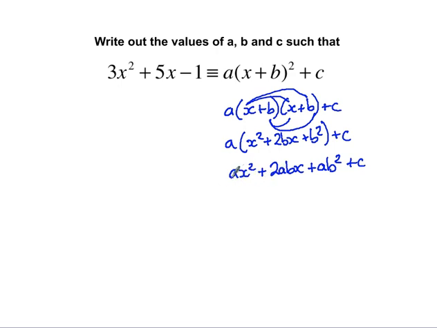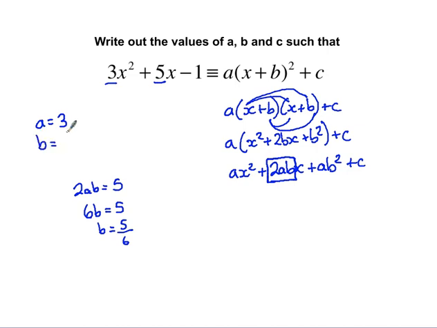And now we can begin to equate this. So we've got the a value here must be corresponding to the 3. So a must be 3. And then the 5 here must be corresponding to all of this in front of the x here, which is 2ab. So we've got that 2ab equals 5, where a was already 3, so we've got 2 lots of 3, which is 6. So 6b is 5, so b must be 5/6. And from there, we can use that to help us work out the final term.